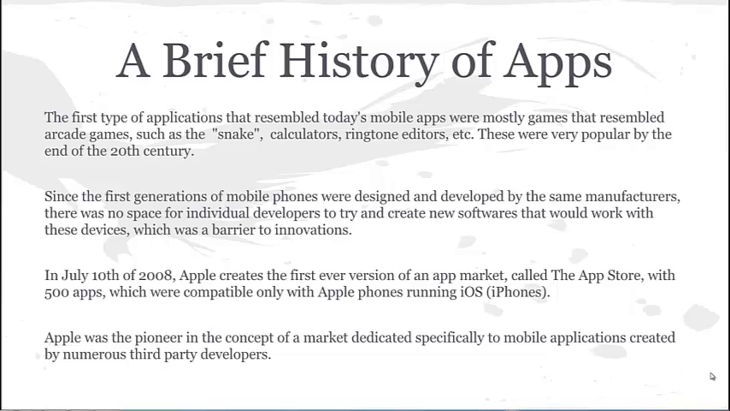The first types of applications that resembled today's mobile apps were mostly games that imitated arcade-type games, such as Snake, and utilities such as calculators, ringtone editors, and things like that. The basic games were very popular in the first generations of cell phones. Since these first generations of mobile phones were designed and developed by the same manufacturers, there was no space for individual developers to try and create new software that would work with these devices. Competition was fierce and trade secrets were closely guarded. No one wanted to expose the secrets of their handsets, so they developed the phone software in-house. This was a barrier to innovation.